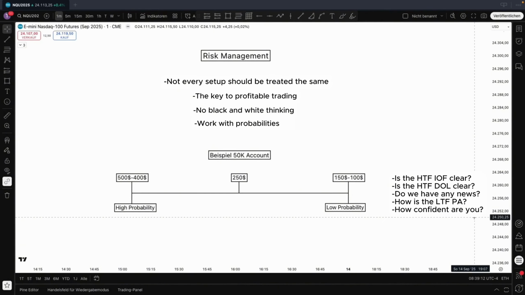In the same way, the higher time frame draw on liquidity must be clear. This goes in roughly the same direction. If I know where the market wants to go on the higher time frame, I'm able to link that with the lower time frame. If we have a draw on liquidity in the higher time frame that causes us to have a bullish trend, then I know what I want to expect and what I want to see in the lower time frame. Do we have any news?